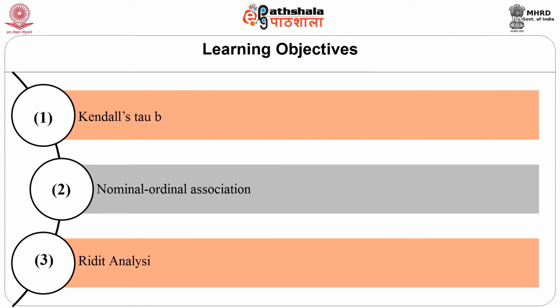Learning objectives for this module. We shall first define a summary measure of association called Kendall's tau-b. Next, we shall consider situations where we have nominal-ordinal association, that is, one variable is nominal and cross-classified against another variable which is ordinal. Finally, we shall look in more detail at a popular technique for nominal-ordinal association called RIDIT analysis.